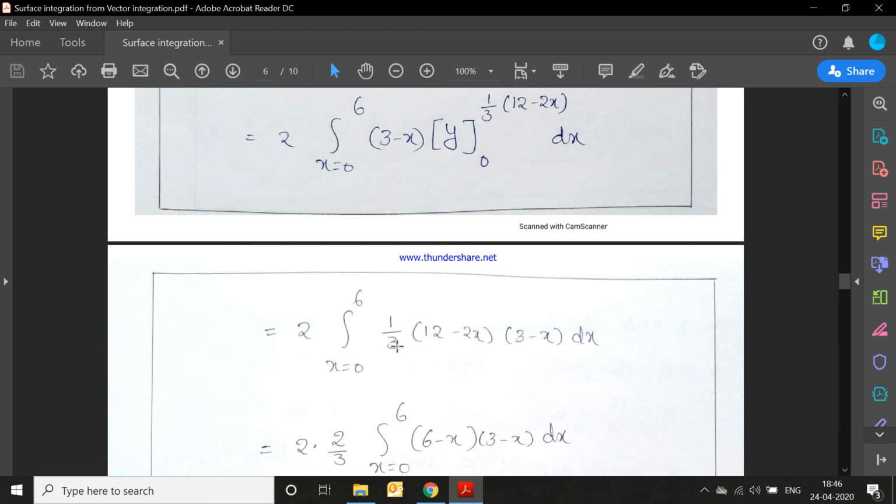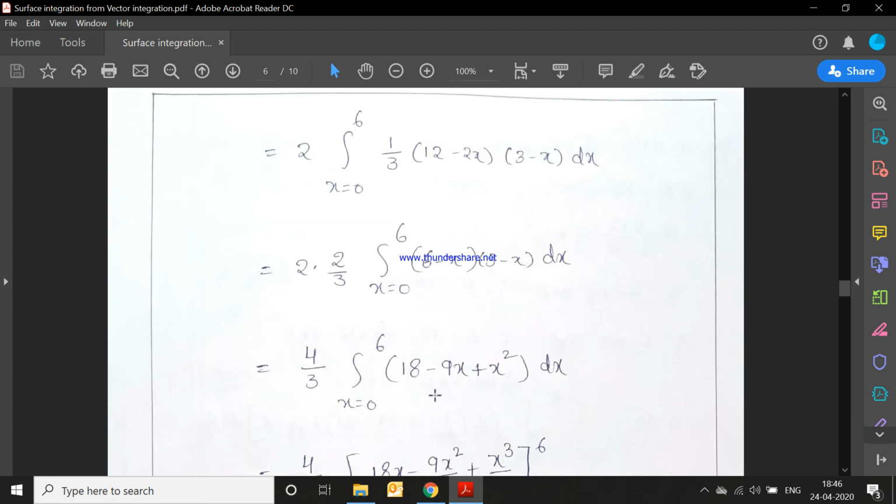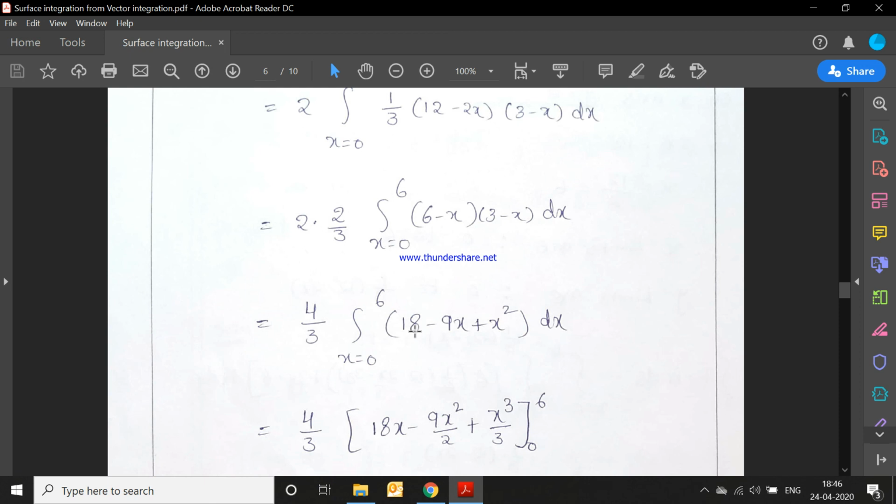Here 1 by 3 is a constant, taken outside, and in 12 minus 2x, 2 is common, which also goes outside. So 2 into 2 by 3, integral x equal to 0 to 6, (6 minus x) into (3 minus x) dx. Multiplying these two factors, we get (18 minus 9x plus x square) dx. Then 4 by 3, 18 is a constant, integral dx is x, so 18x; minus 9 is a constant, x integration is x square by 2; plus x square integration is x cube by 3, with limits 0 to 6.